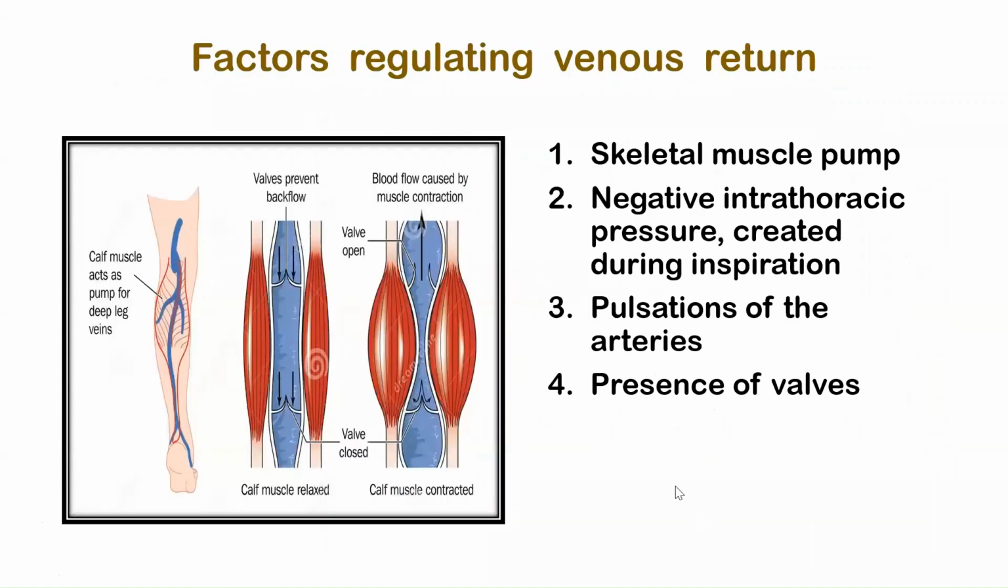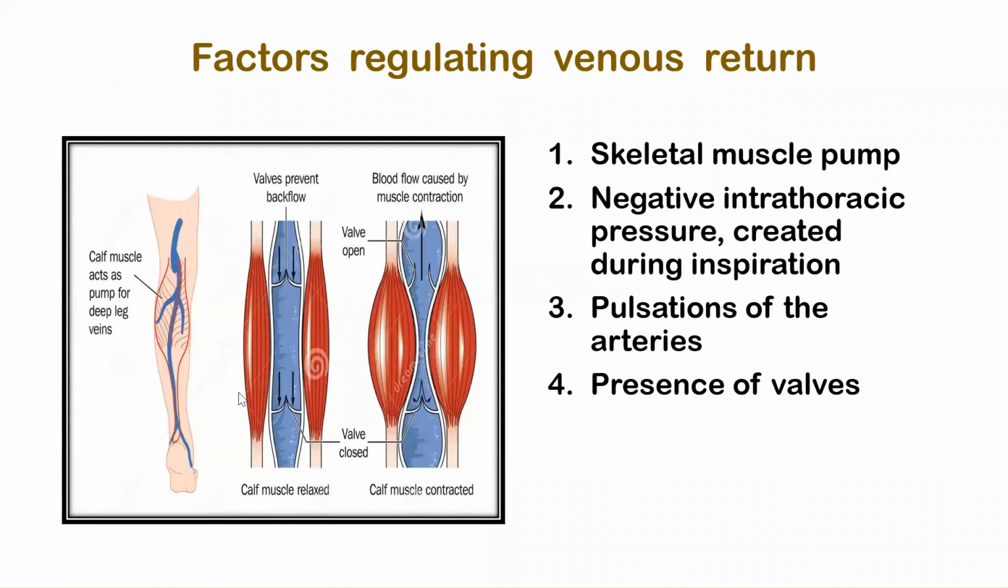The factors regulating venous return: we have skeletal muscle pump, negative intrathoracic pressure, pulsations of the arteries, and the presence of valves. Now, negative intrathoracic pressure plays a very important role. During inspiration, the diaphragm contracts, flattens and moves downward. As a result, the intrathoracic volume increases. When the volume increases, the pressure will fall. As a result, blood will move from a region of higher pressure to a lower pressure. Thus, the blood will be sucked into the heart.